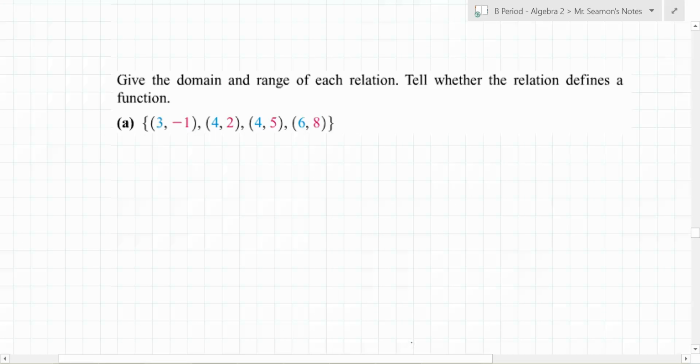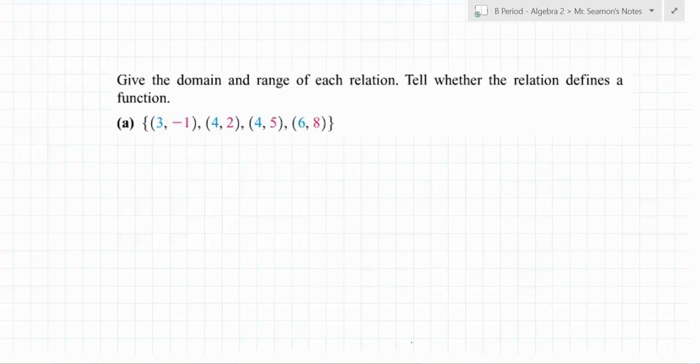I give you 4 points. Can someone tell me the domain real quick? What's the domain? Raise your hand. Who can tell me the domain? No, these are the only parts of this. Oh, this is not a line. These are the only elements, these 4 points. 3, 6, done. What's the range? Someone else, what's the range?